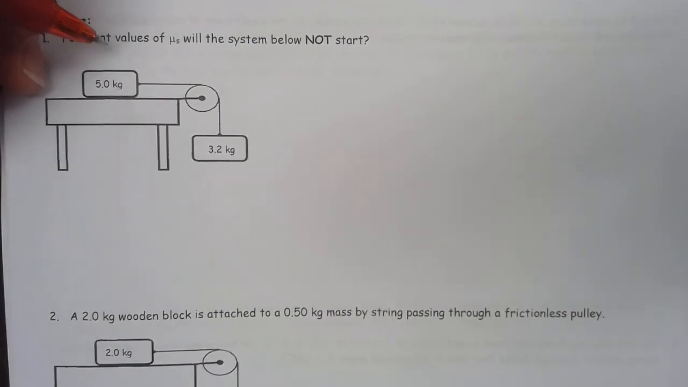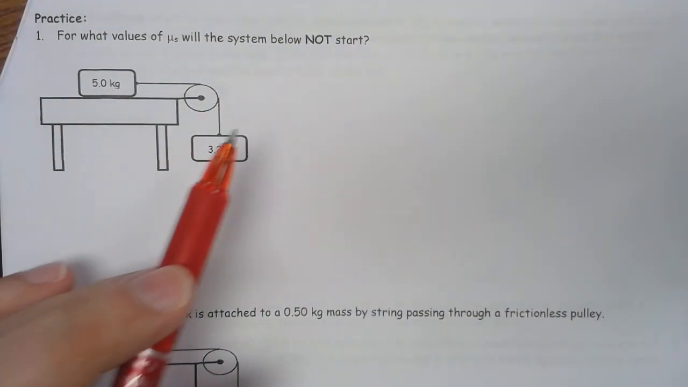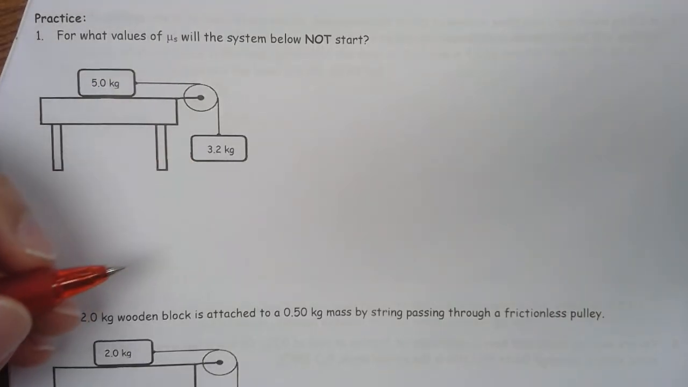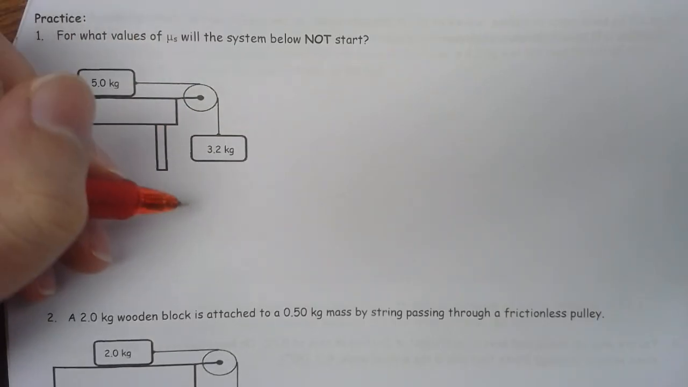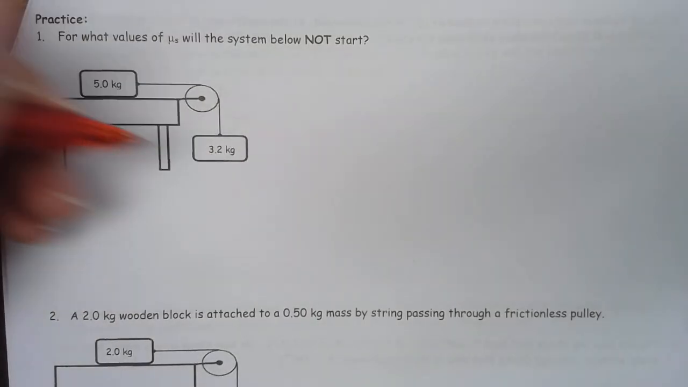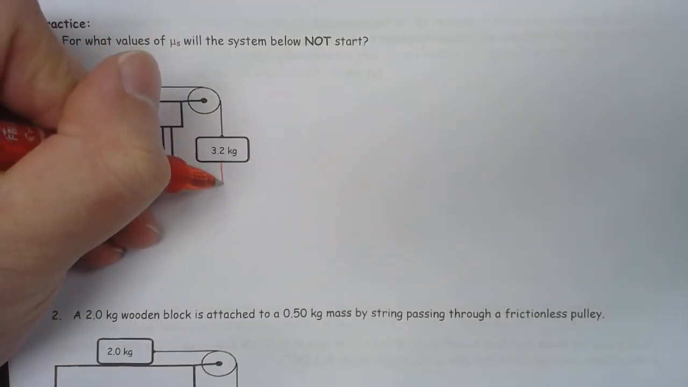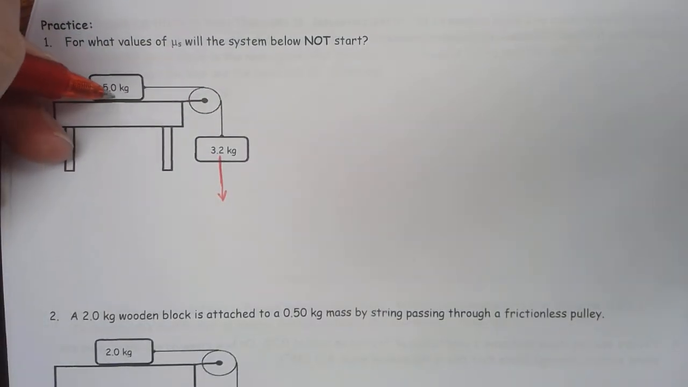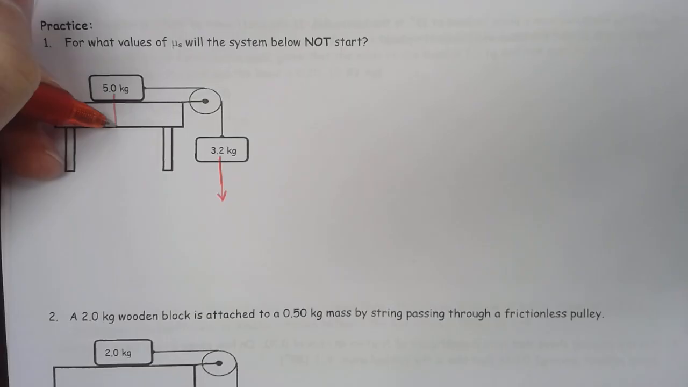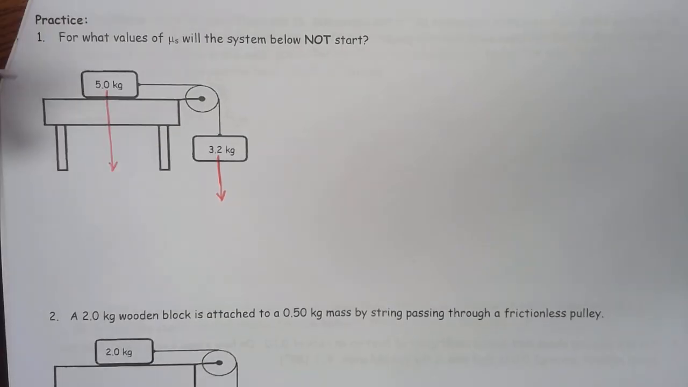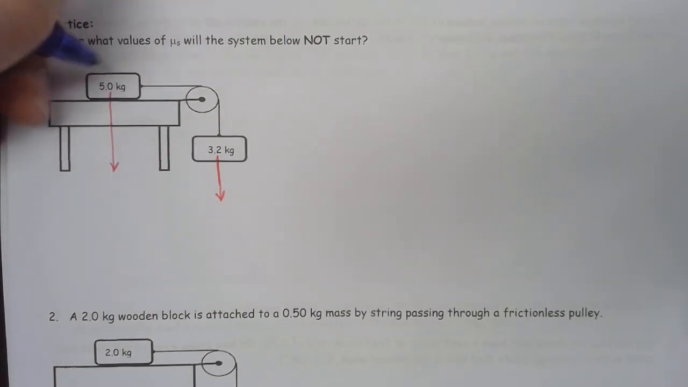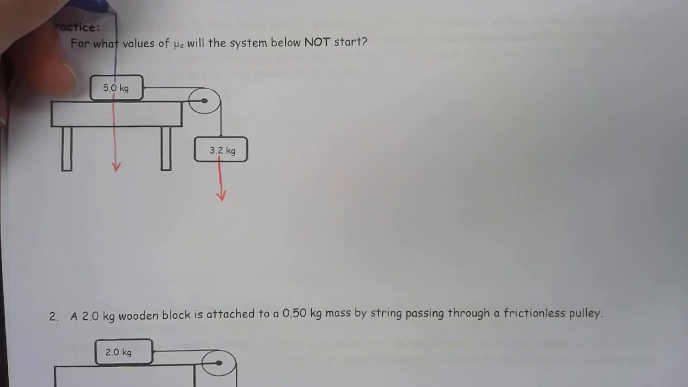For which values of mu s will this system below not move? So we're looking for, in this problem, what two forces are outside the system? Gravity of all of the boxes. So mainly the 3.2. Technically, there's the gravity of this one as well. I'm going to draw a bigger arrow. But that gravity has something that's matching it. What is that? The normal force.